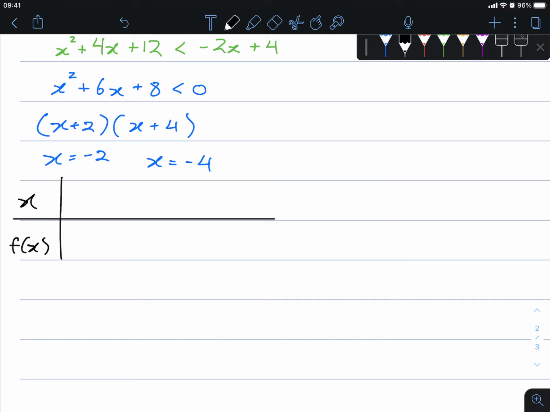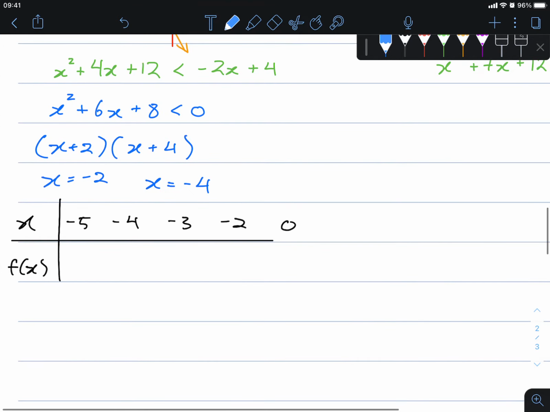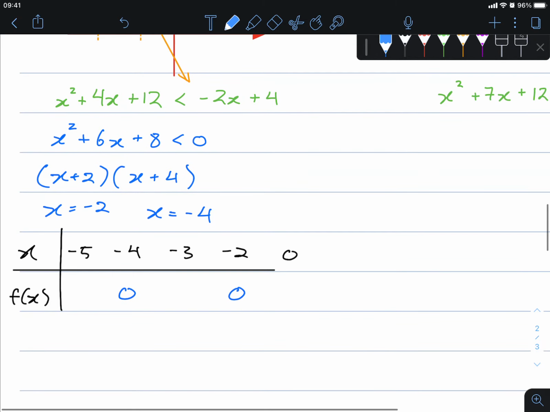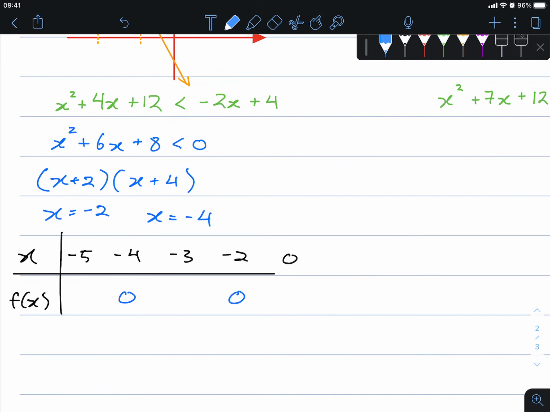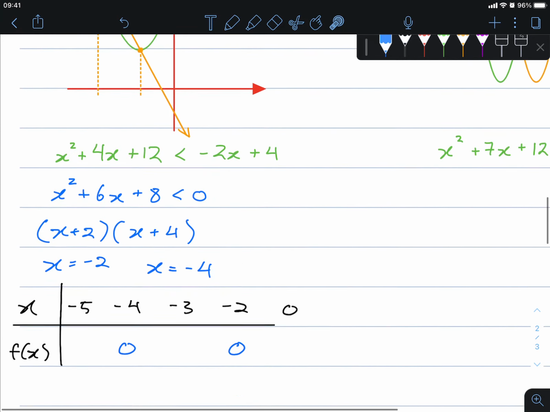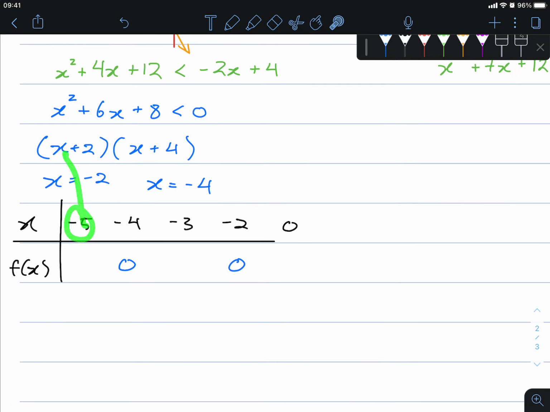Now at this point, you could just use a table of signs, which is what I'll demonstrate to you now. So let's just pick values, negative 5, negative 4, negative 3, negative 2, and 0. Remember, it doesn't need to be exactly one above, so long as it's above the value. We know that negative 4 and negative 2 are 0. Now it's just a matter of figuring out these values into this one here. So negative 5 into here is negative 3, negative 5 into here is negative 1. Two negatives multiplying is positive.